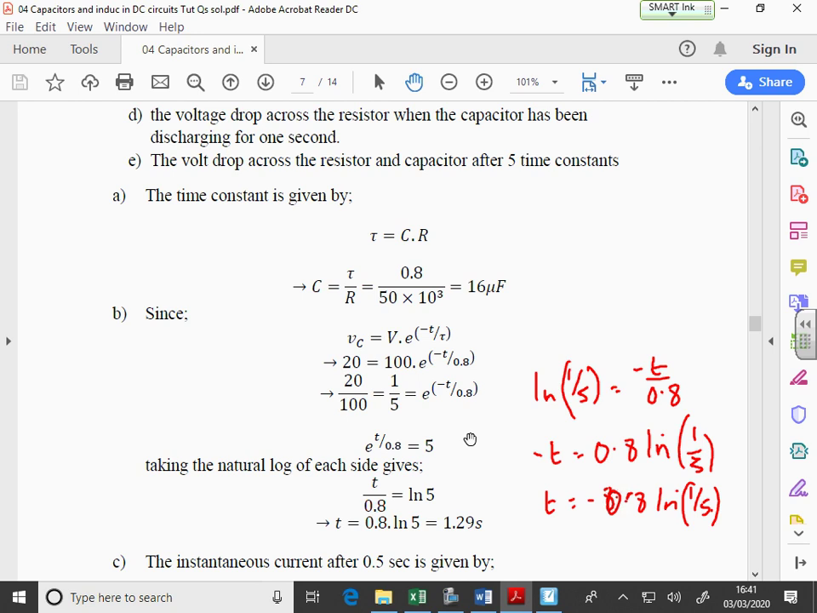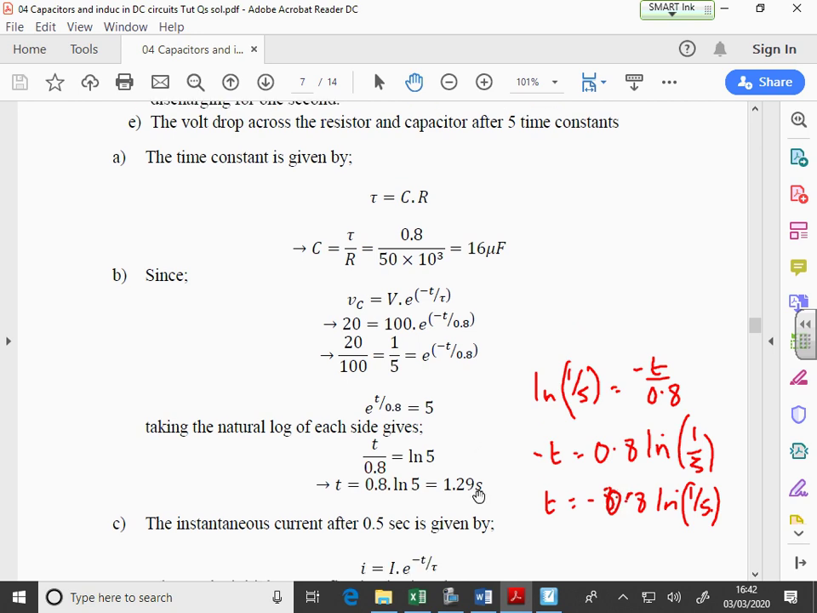I think what he's done here is, because there's a minus negative sign there, that's like he's done 1 over, so he's took the reciprocal of both sides. His worked solution can be a bit confusing at times. You should get 1.1 seconds.